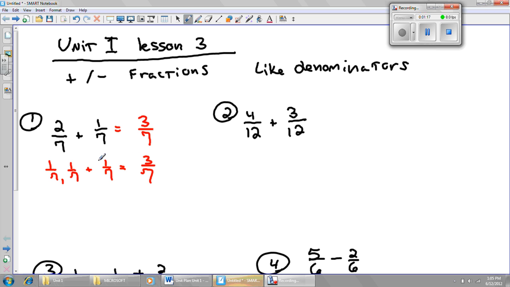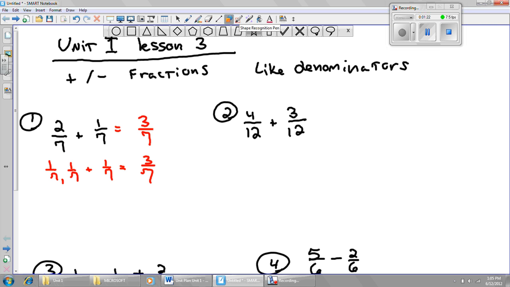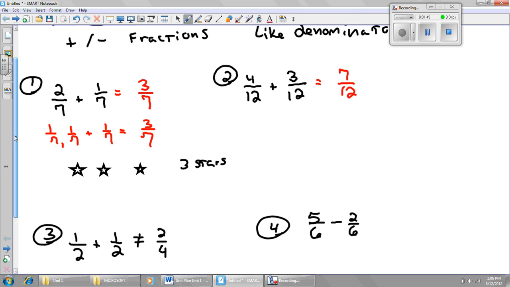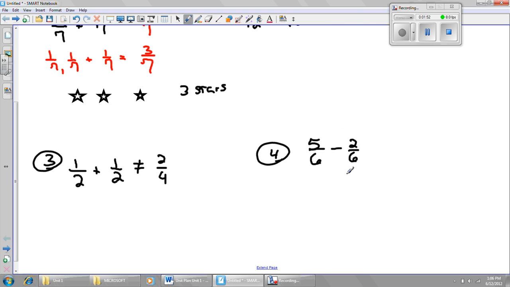For example, if you had 2 stars plus 1 star, altogether you would have 3 stars, right? The star didn't change. It's still stars. Okay, the 7th doesn't change. All right, let's go over here to problem number 2. I have 4/12 and I have 3/12. Altogether, I have 7/12. See how simple that is? Now, I'm going to come back to number 3 in 1 second.